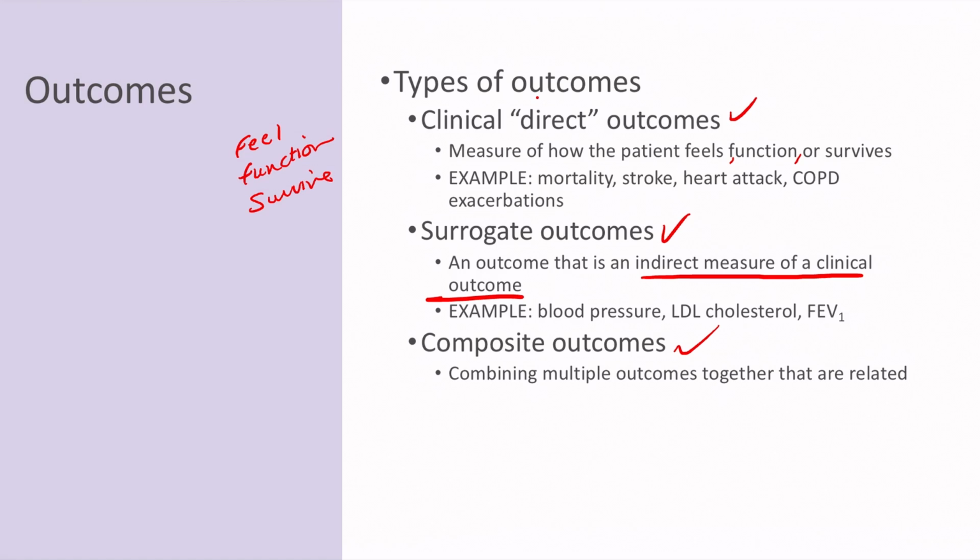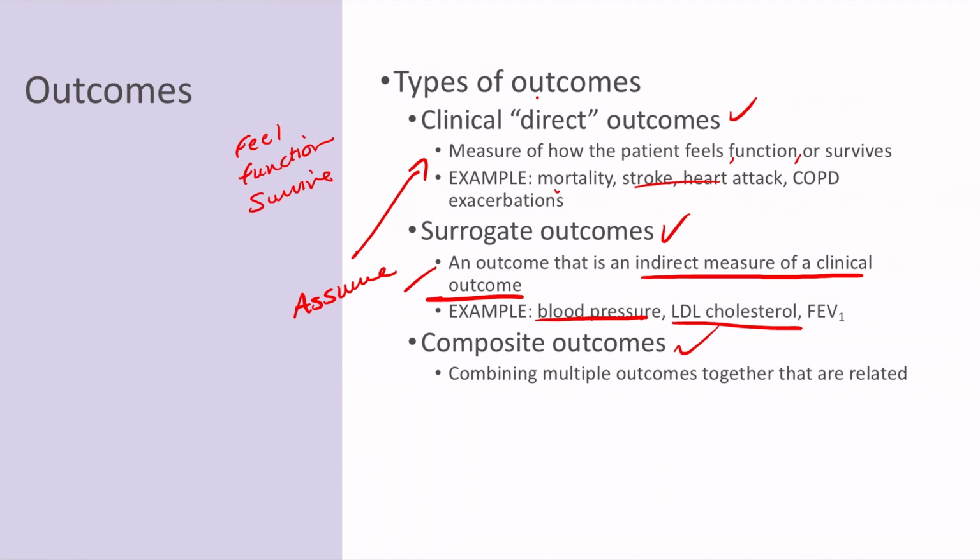Versus surrogate outcomes are outcomes that we assume are going to be directly related to these direct outcomes. So for example, we assume that if I lower blood pressure, these patients are going to have less risk for stroke and heart attack. We assume that if we lower patients' cholesterol, again, you're going to have fewer strokes and heart attacks. We assume with improvements in FEV1s that patients are going to have fewer COPD exacerbations and less mortality. These are all things that are indirectly related to these direct clinical outcomes.